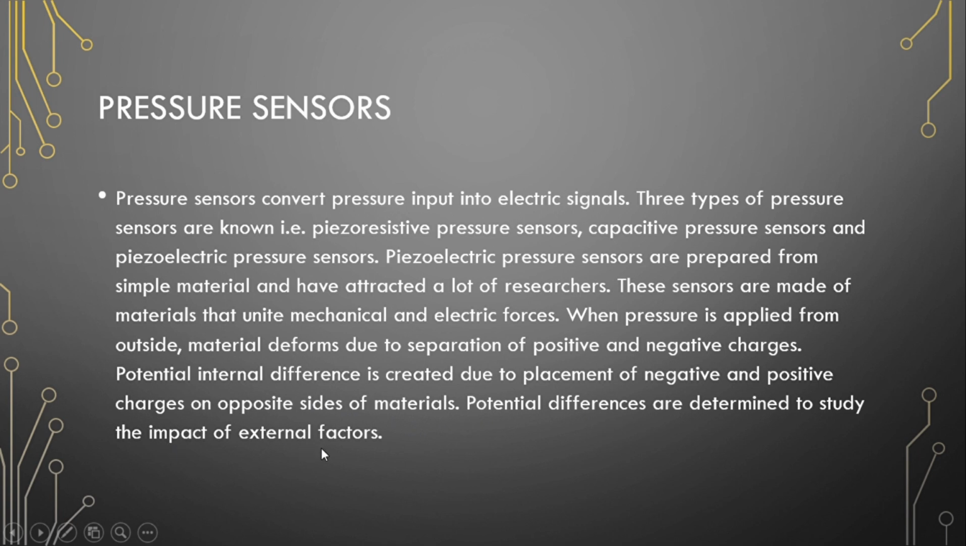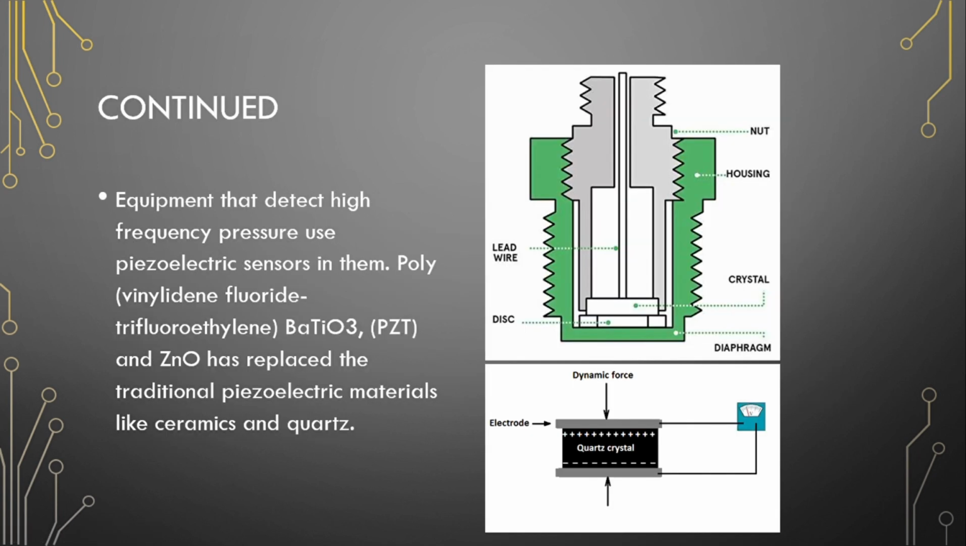Let's make it a bit clearer by moving to the next slide. You can see a basic diagram of the pressure sensor, where the pressure is applied on the sensor, and there is a diaphragm at the end. When the pressure is applied, the diaphragm deforms a little bit, and this deformation puts force on the quartz crystal, and as a result the positive and negative charges separate out at the opposite sides of the crystal.